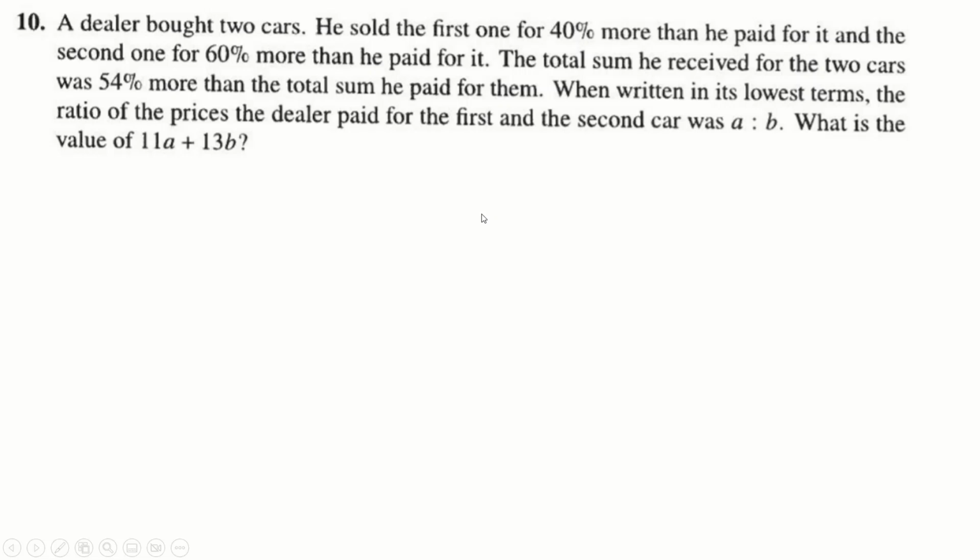10. A dealer bought 2 cars. So let's just make a table here for paid. Let's say that he paid A for the first car and B for the second car, because that's actually what it says later here as the ratio. Now if he paid A for the first car and he sold it for 40% more, as a decimal multiplier that's 1.4A. Paid B for the second car, sold it for 60% more, that's 1.6B.